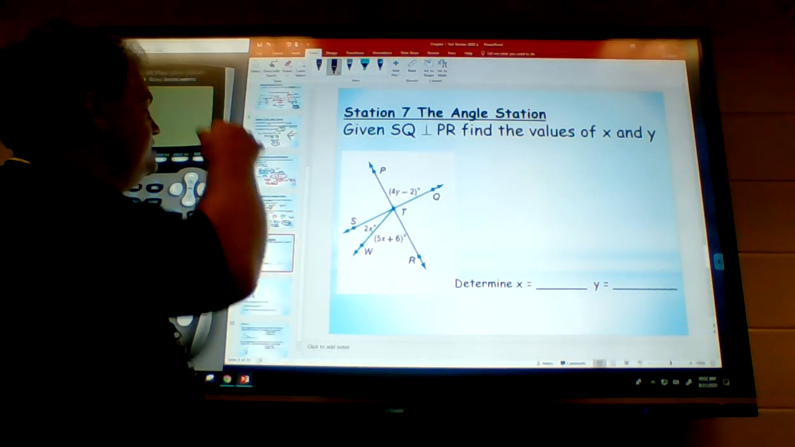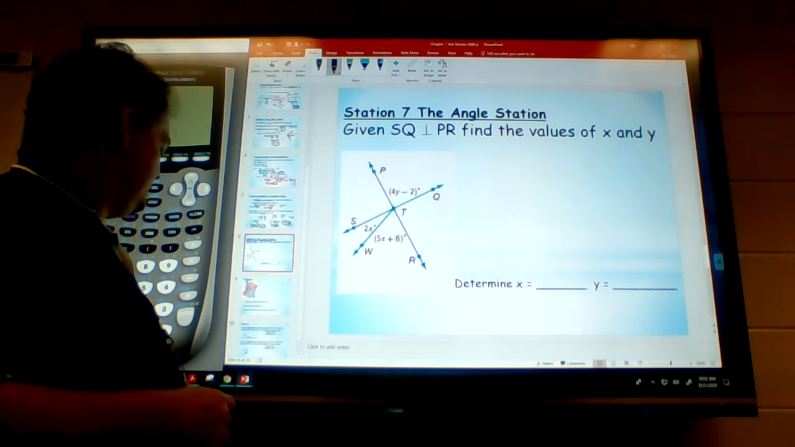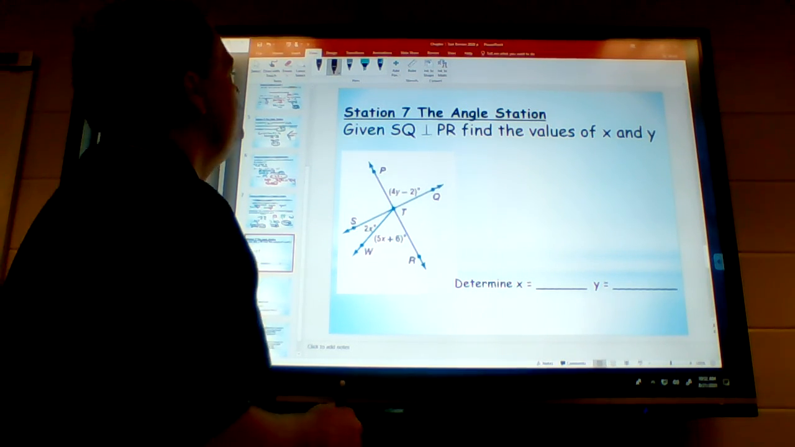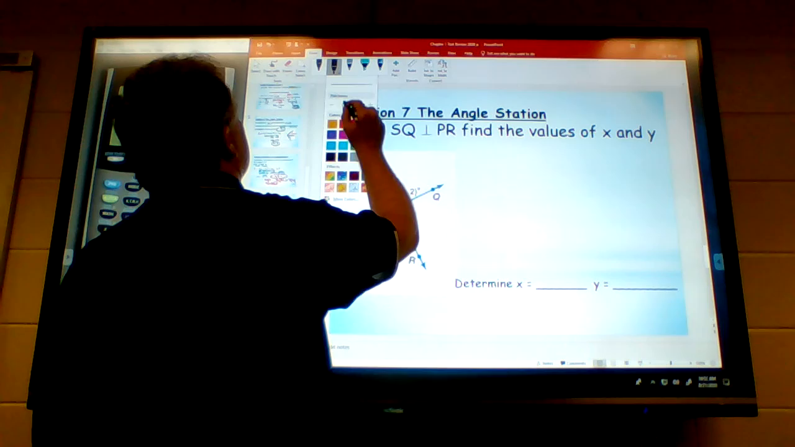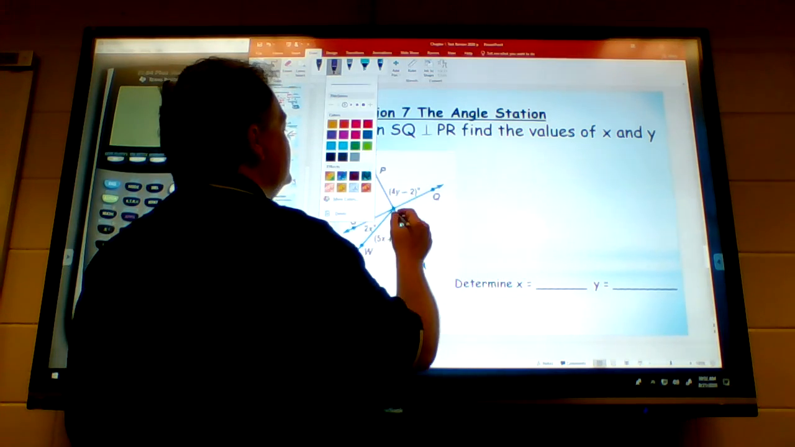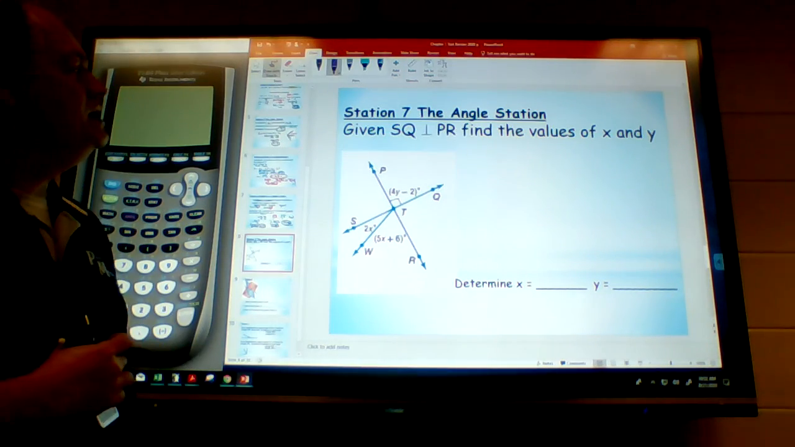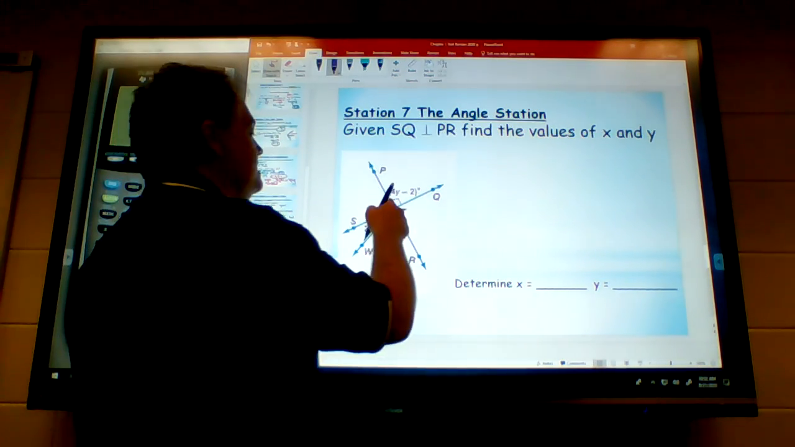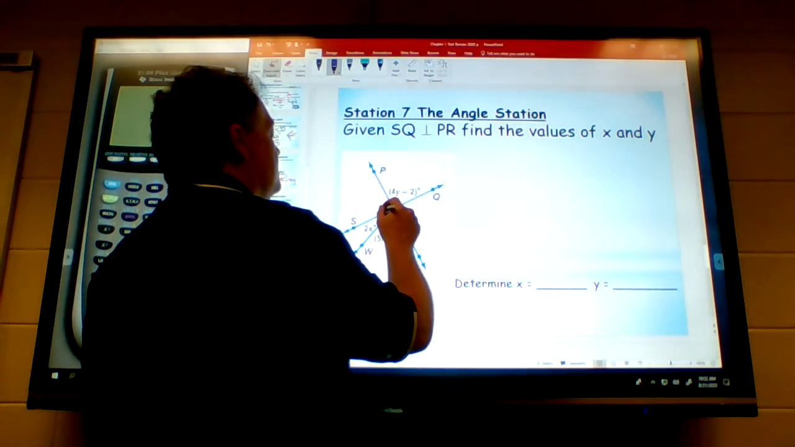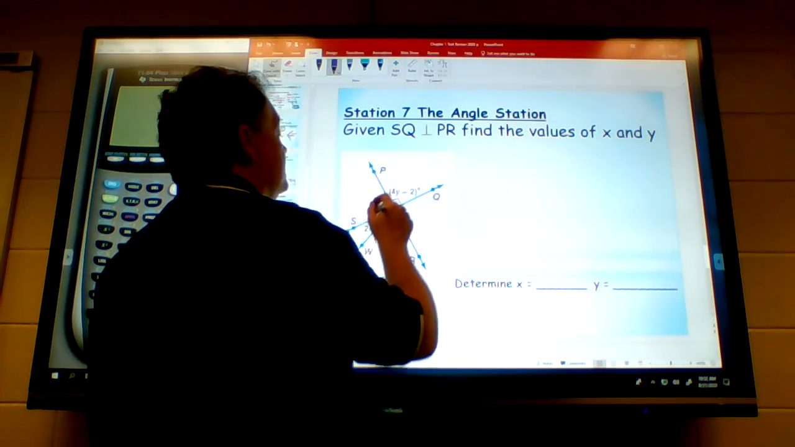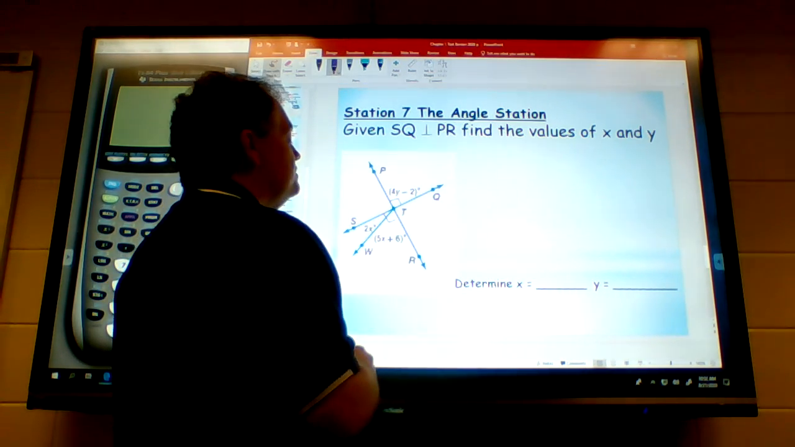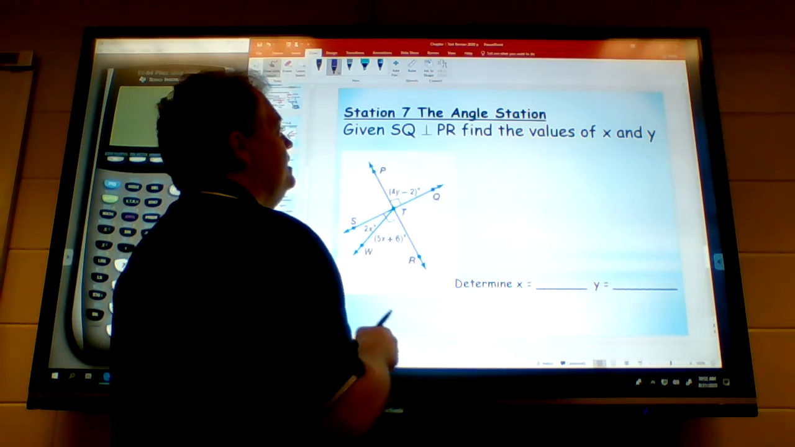All right, now let's look at station 7. It says, given that SQ is perpendicular to PR. Now, what that means is, it means it forms a right angle. So that means two things right here. This angle's a right angle, this angle's a right angle, so is this, and so is that. They're all right angles. So here's what I know.